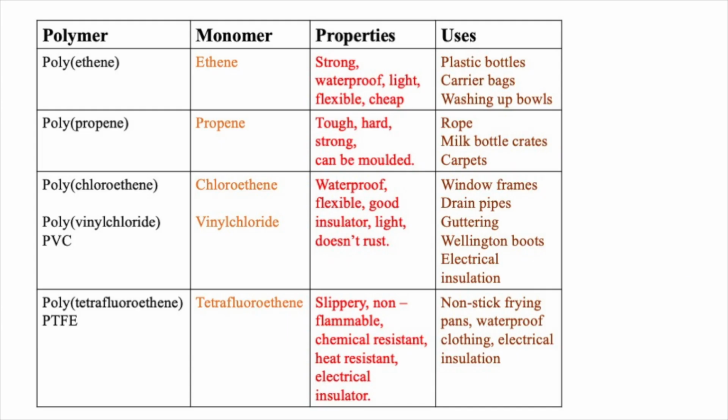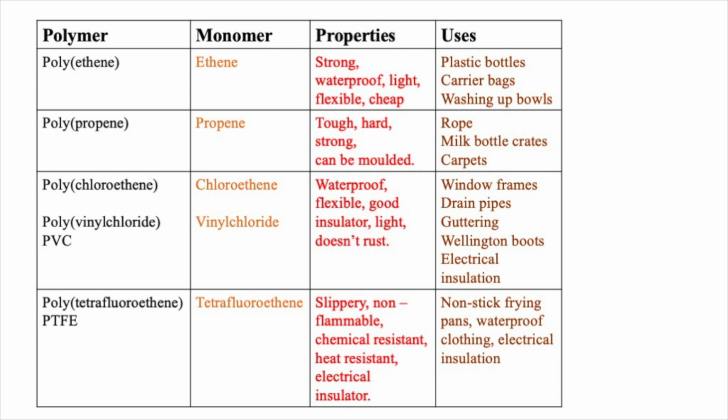Now for the GCSE exam, you're expected to know the structure, properties and uses of these addition polymers. So polyethene is made by joining ethene molecules together, and it's used for things like plastic bottles, carrier bags, washing up bowls. It's an insulator, so it's used with electrical wiring. It's also used for plastic buckets, and its properties are it's strong, it's waterproof, it's light, it's flexible, it's cheap, it's an insulator. Those are the reasons it has these uses.